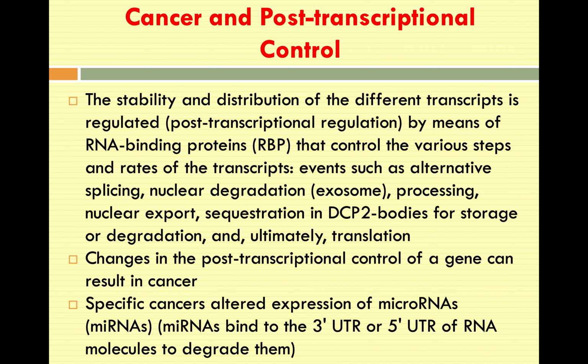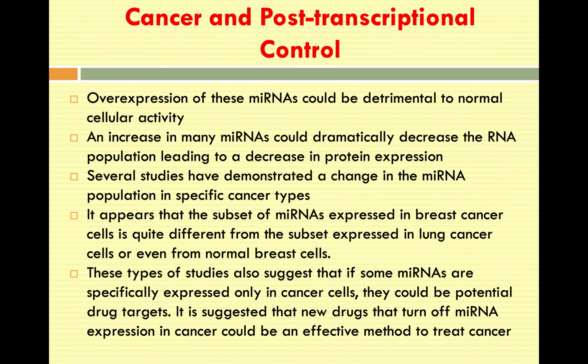What happens is that they would stay in the cell, whereas they should be eliminated, but they stay and would cause cancer. So overexpression of this microRNA could be detrimental, of course, to normal cellular activity. An increase in many microRNAs could dramatically decrease the RNA population, leading to a decrease in protein expression. And this has been studied and has been proven. Several studies have demonstrated a change in the microRNA population in specific cancer types. It appears that the subset of microRNAs expressed in breast cancer cells is quite different from the subset expressed in lung cancer, or even from normal breast tissue.